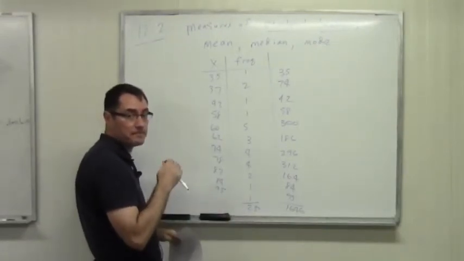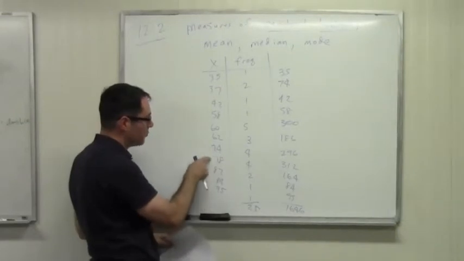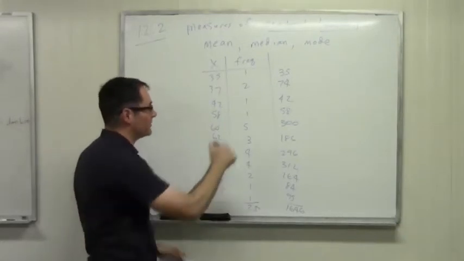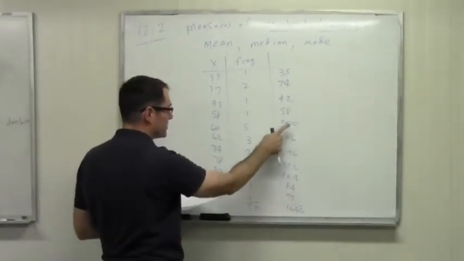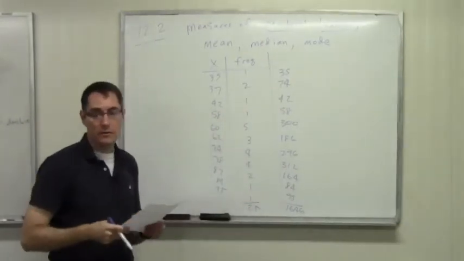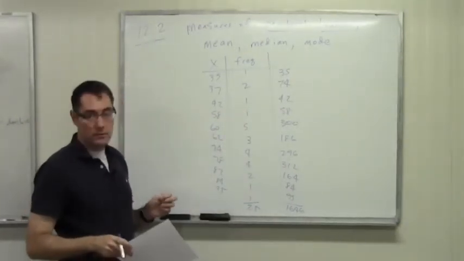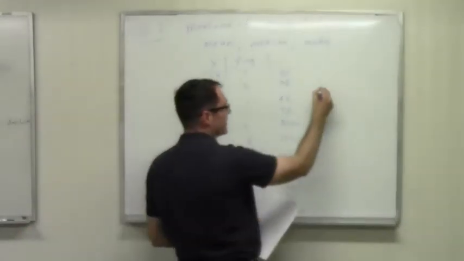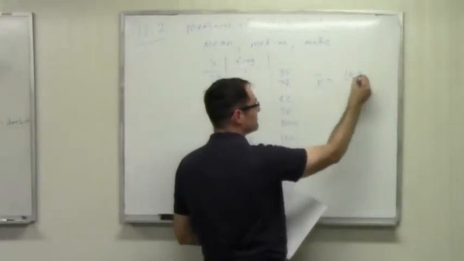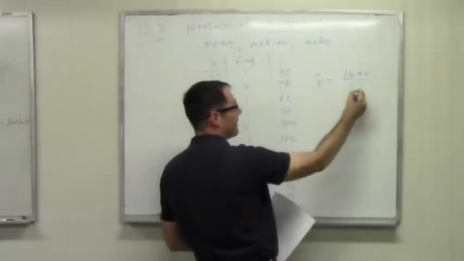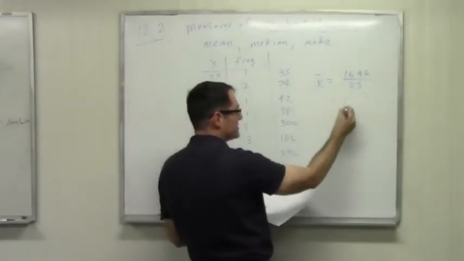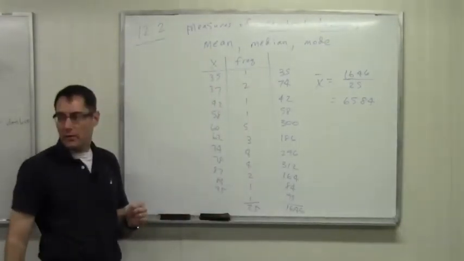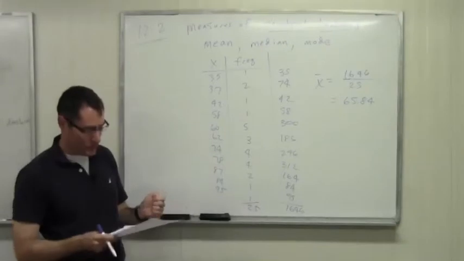Question. Yeah, there's 11 there. Did I miss one here? 1, 2, 3, 4, 5, 6, 7, 8, 9, 10, 11. No, I have 11 there. Right? So the mean in this case is going to be 1646 divided by 25, which in this case is 65.84. Okay? That would be bad. Yeah, that would be bad.